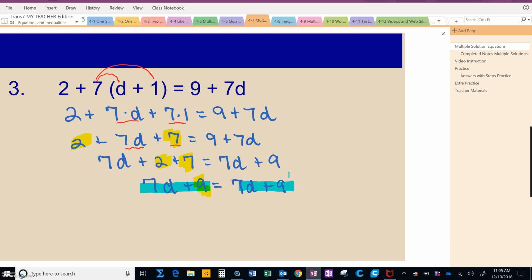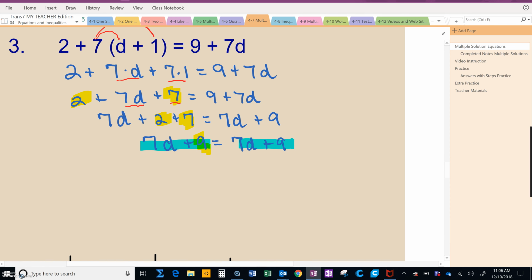Therefore, no matter what we put in the place of our variable, we will always get a true statement. Let's finish solving this and see what happens. I can actually stop here, and I know my answer is all real numbers, or any number can work. However, let's keep solving just to make sure. I'm going to add negative 9 to both sides, and I'll get 7d equals 7d, because those 9s are going to cancel.